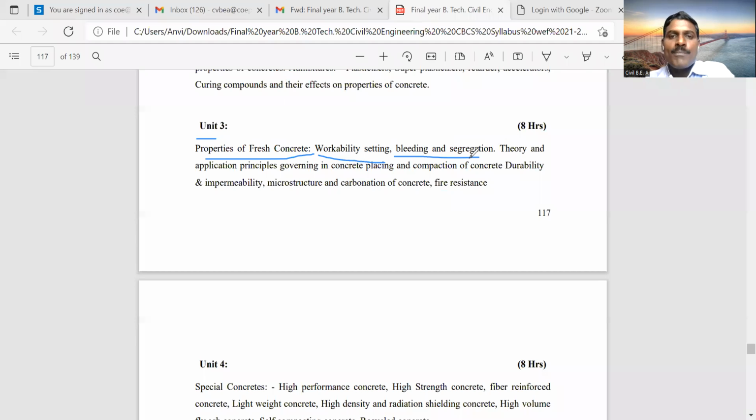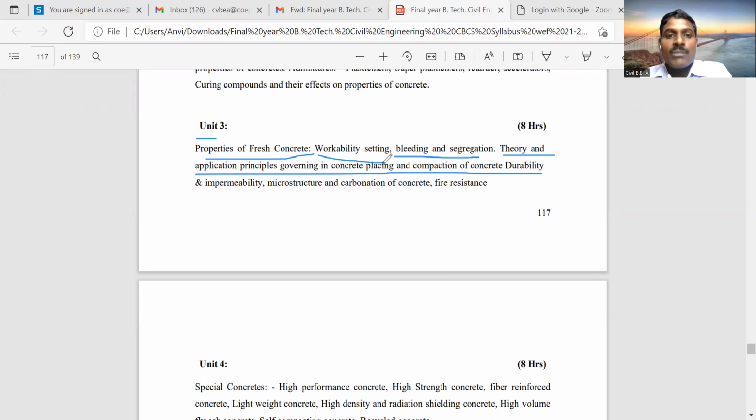Sometimes slurry will flow, that is the bleeding. It means the aggregate will be separated and slurry will be separated. So that is the bleeding and segregation. Then the theory and application principles governing concrete placing, compaction and concrete durability. So how to place the concrete and compact the concrete.